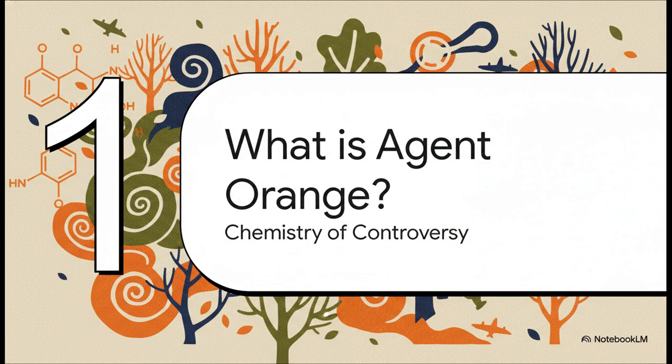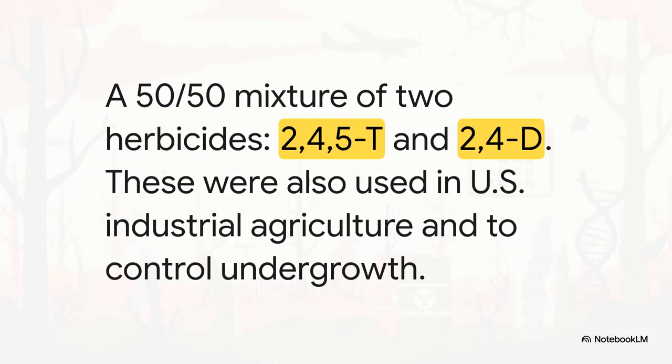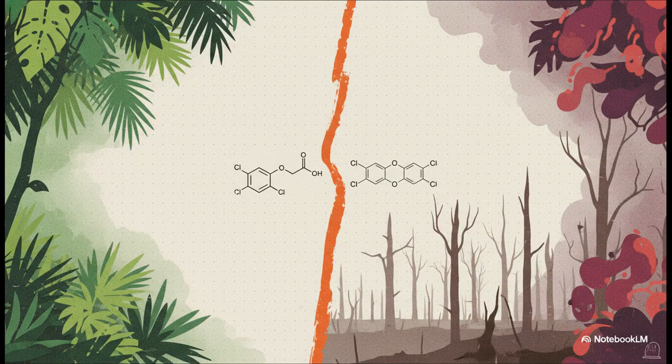Part 1. What exactly is Agent Orange? This is where we get into the chemistry of a huge controversy. On paper, the formula seemed pretty straightforward. It was just a 50-50 mix of 2 pretty common herbicides, 2,4,5-T and 2,4-D. These are chemicals that were already being used in American agriculture and for stuff like clearing plants away from power lines. But here's the kicker.